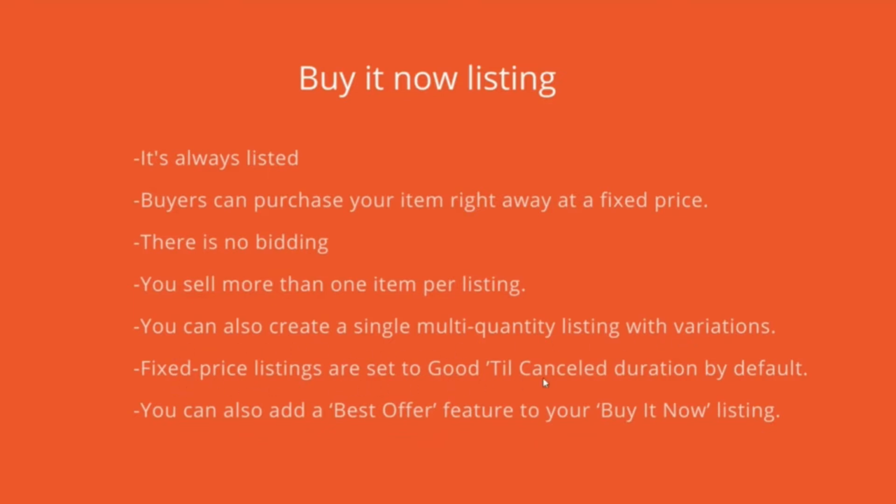Fixed price listings are set to good till cancelled duration by default. This means your item will be relisted on eBay every month until it sells or until you end it. You can also add a best offer feature to your buy it now listing. When you add the best offer option to your eBay listings, you are inviting buyers to negotiate with you. After a buyer makes an offer, you can choose to accept, decline, or make a counteroffer. If you want to encourage buyers interested in your items to make a purchase, you can also send them offers.